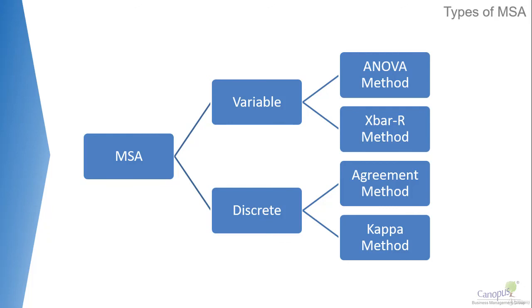Within variable, there are two different ways we can perform the analysis. One is called the ANOVA method and the other is the X bar R method. Likewise, with discrete data, we have two different methods. One is called the agreement method and the other is called the Kappa method. We would go into the details of each of these to understand them a little better now.